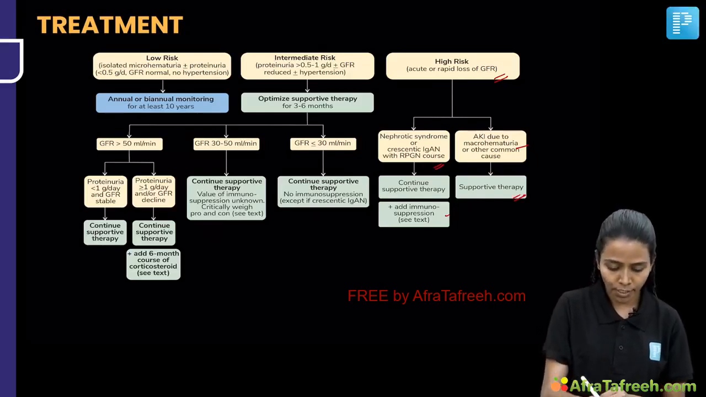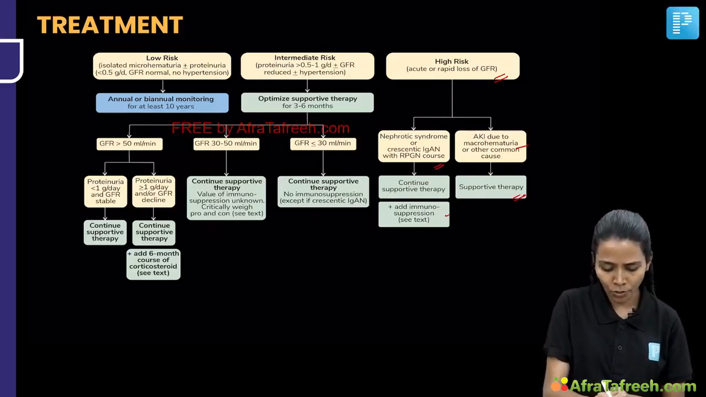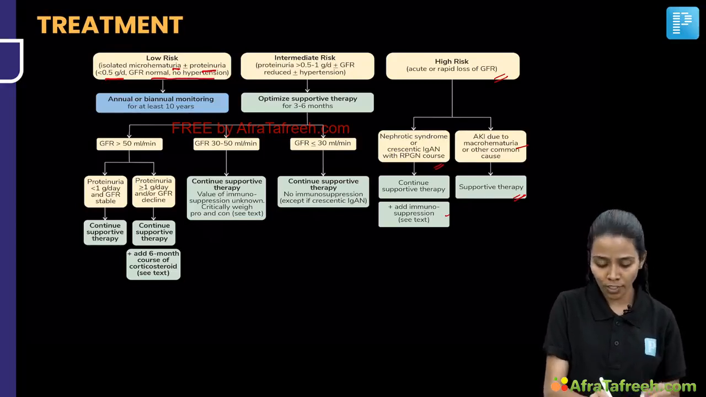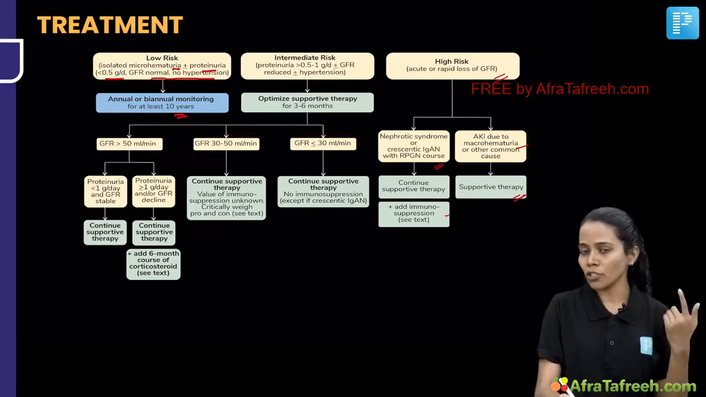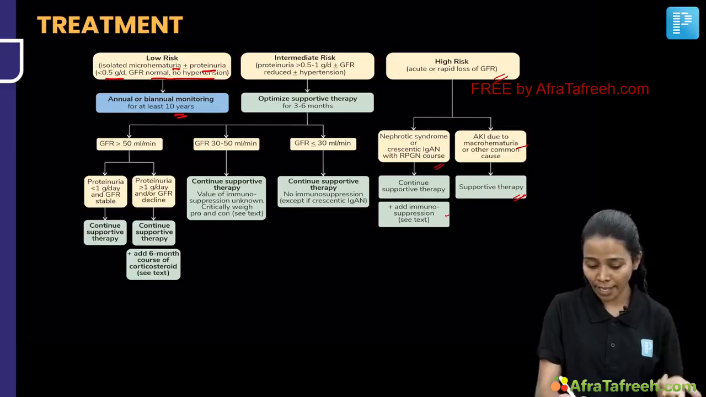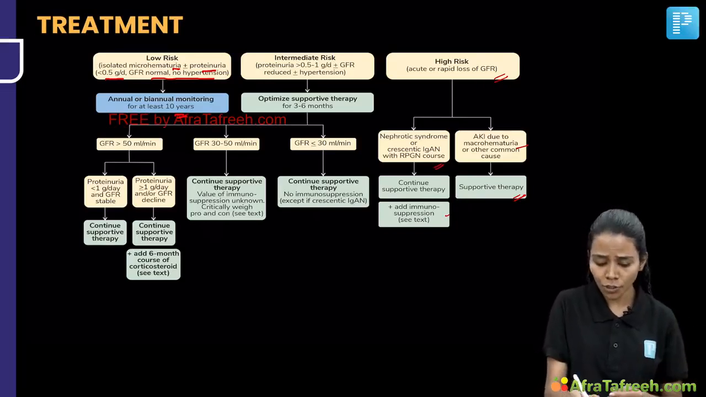Again, the low risk patients, that is only microhematuria with or without proteinuria, which is less than 500. GFR is normal and no hypertension, it's only supportive therapy. The intermediate risk, that is proteinuria has crossed 500 milligram. Patient has low GFR, patient has hypertension. So you give them supportive treatment for 3 to 6 months.